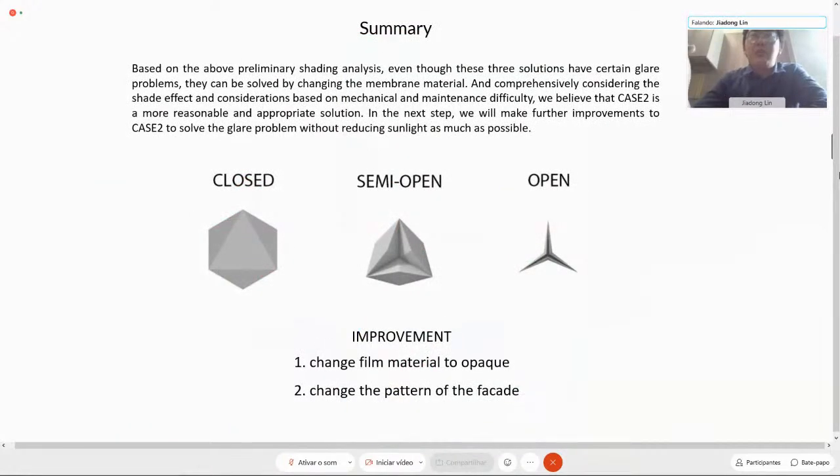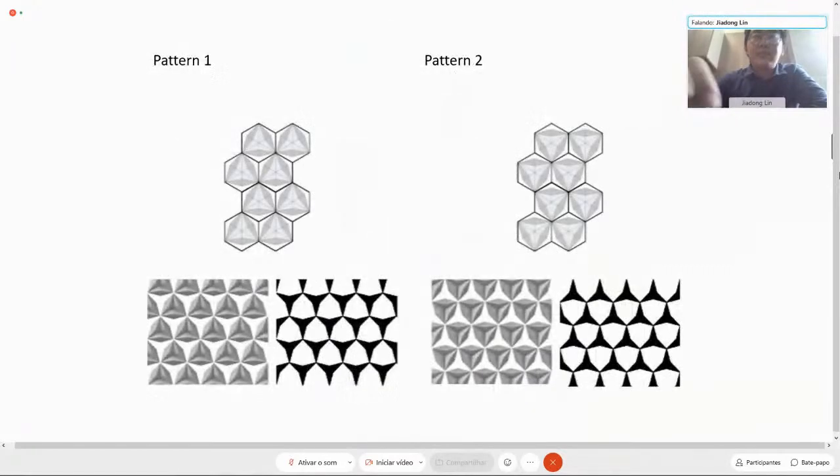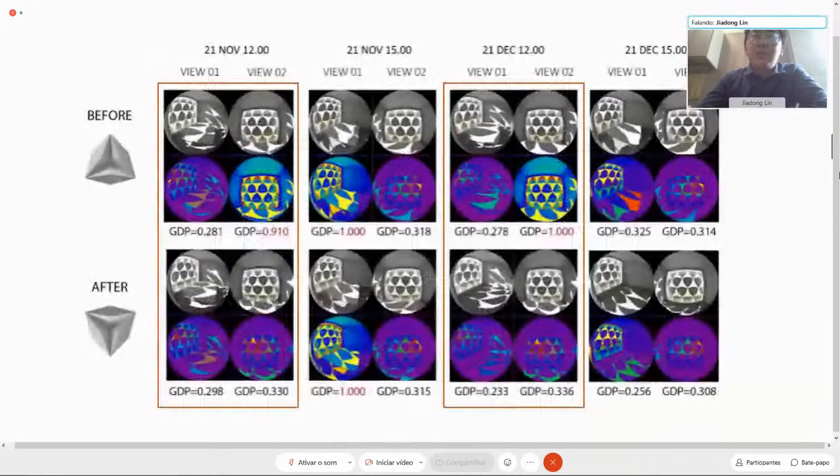So in conclusion, we found that case 2 is better than case 1 and case 3, but case 3 can also be a choice. So to improve, we give two ways. First is change the film material to opaque. The second is to change the pattern of the facade. And here is the pattern to be changed. To check the effect of the pattern, we run the simulation again and finally find that pattern to give better performance at noon.